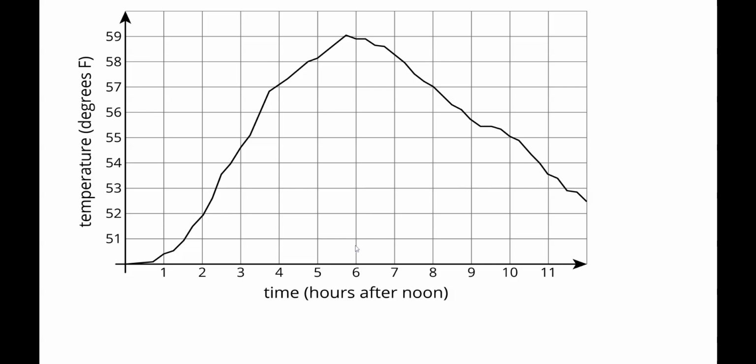For example, at 4 o'clock in the afternoon, the temperature is 57 degrees Fahrenheit, or the high temperature of 59 degrees Fahrenheit occurred a little before 6 o'clock in the evening.